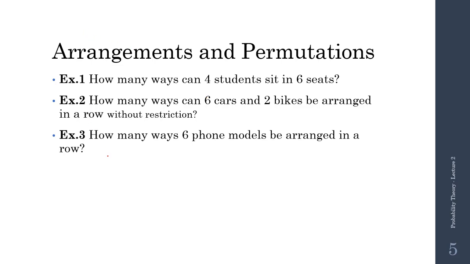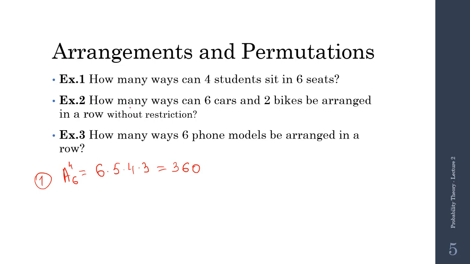For example, the first student can sit in any place out of 6. The second student can sit in any place out of the remaining 5, because one seat is already busy with the first student, and the third student can sit out of 4, and the last student can sit out of 3, which is arrangement of 6 elements by 4. So 6 times 5 is 30, times 4 is 120, times 3 is 360. So we have 360 ways for exercise 1.